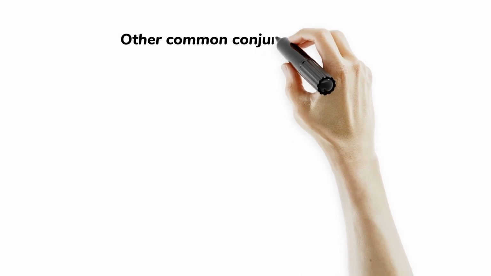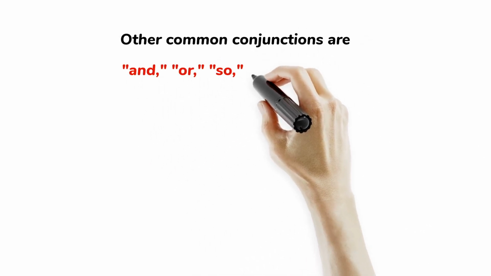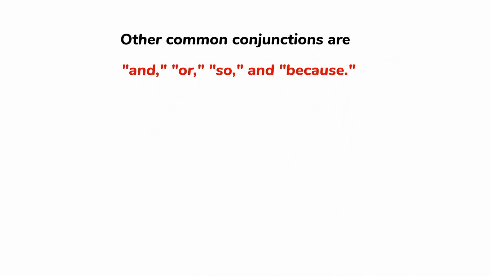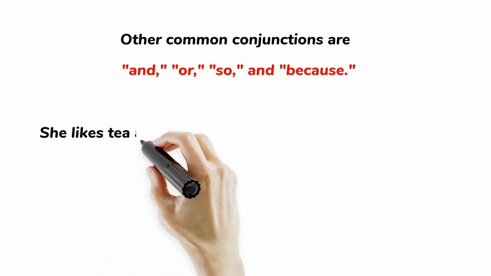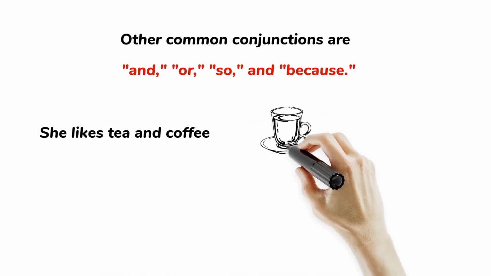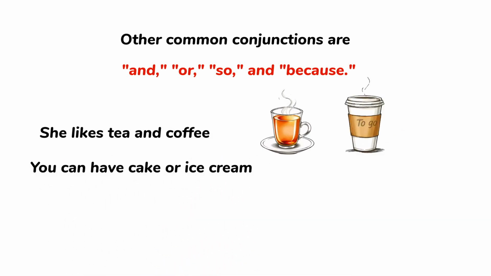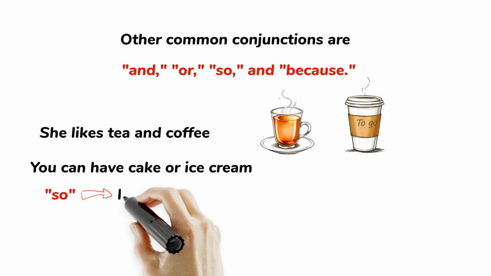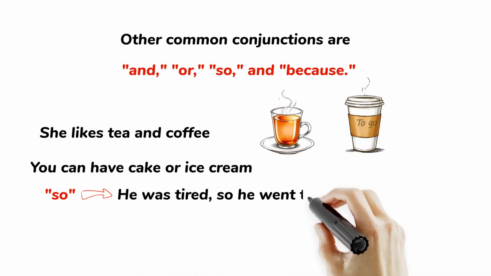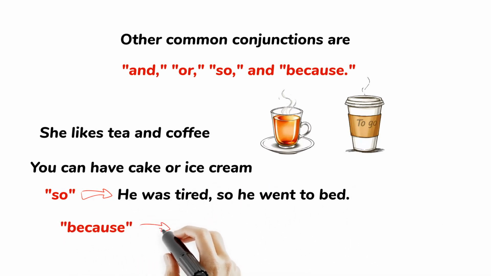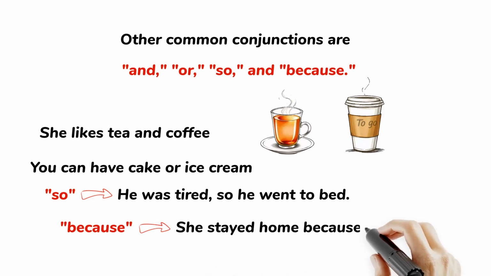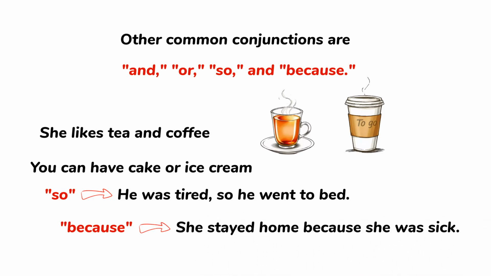Other common conjunctions are and, or, so, and because. For example, she likes tea and coffee, joins two things she likes, and you can have cake or ice cream gives a choice. So shows a result, like he was tired, so he went to bed. Because explains a reason, like she stayed home because she was sick. Conjunctions help us combine ideas and make our sentences less choppy. They're like bridges that connect our thoughts and make our speech and writing smooth.